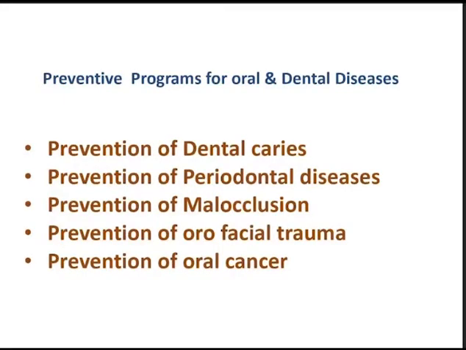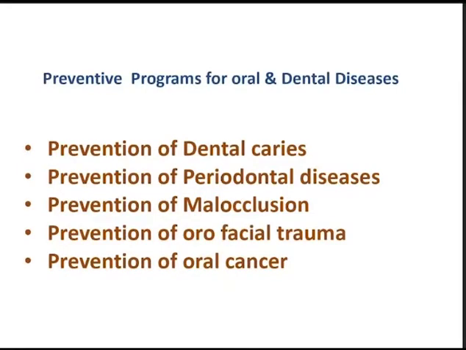This is all about the levels of prevention. We have spoken about primary prevention. Under primary prevention, we spoke about primordial prevention, specific protection, and health promotion. Then we spoke about secondary prevention, and I have given examples for that. And tertiary prevention: under tertiary prevention, we spoke about disability limitation and rehabilitation.